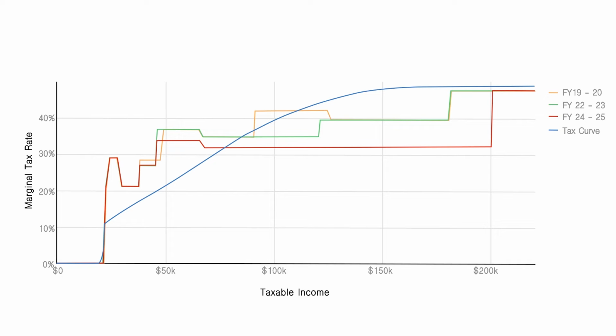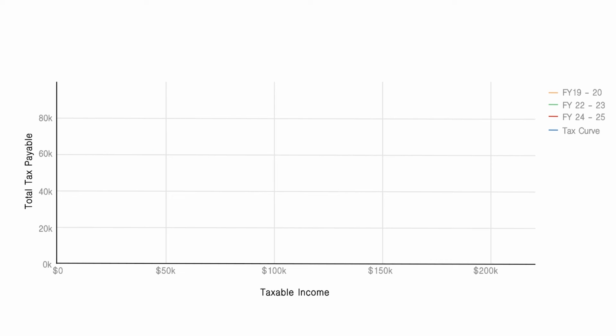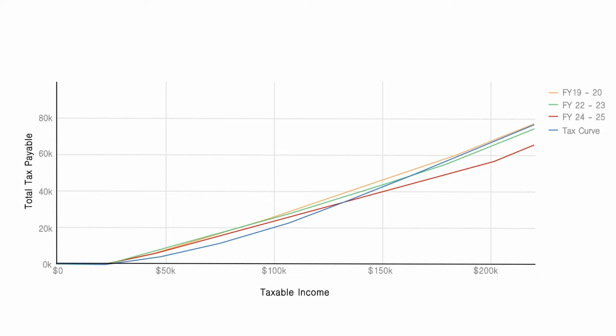At this point, you're probably wondering how the tax curve actually affects the amount of tax you'll pay. So let's take a look. Now the previous graph showed marginal tax rates, while this graph shows how much actual tax you'll pay under each system. There's two main things to point out here.